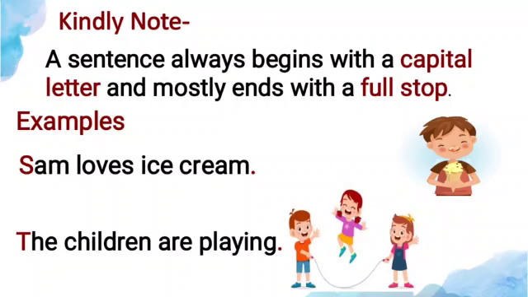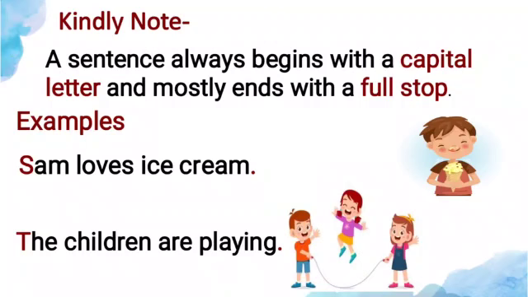For example, Sam loves ice cream. Now, it is a correct sentence. Why? Because the S of Sam is capital as it is the first word of the sentence, and also the proper name is there. Sam is a proper name, a proper noun. So we always put the first letter as capital of a proper noun, and there is a full stop at the end. So this sentence, Sam loves ice cream, is a proper sentence.